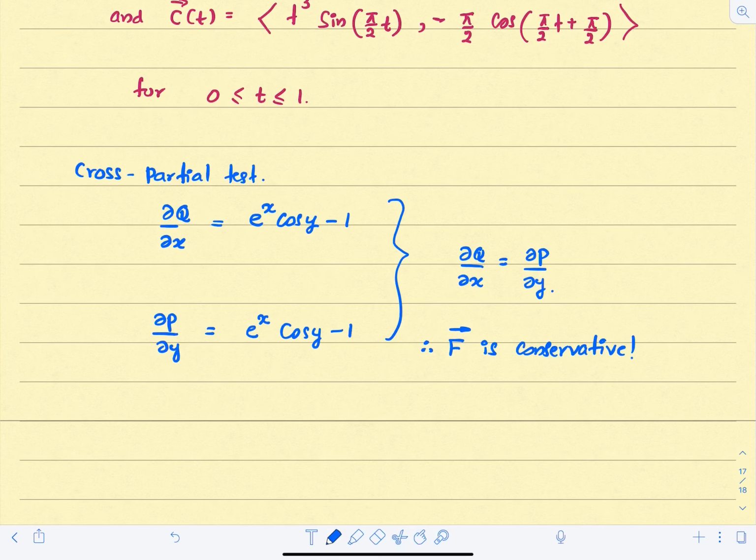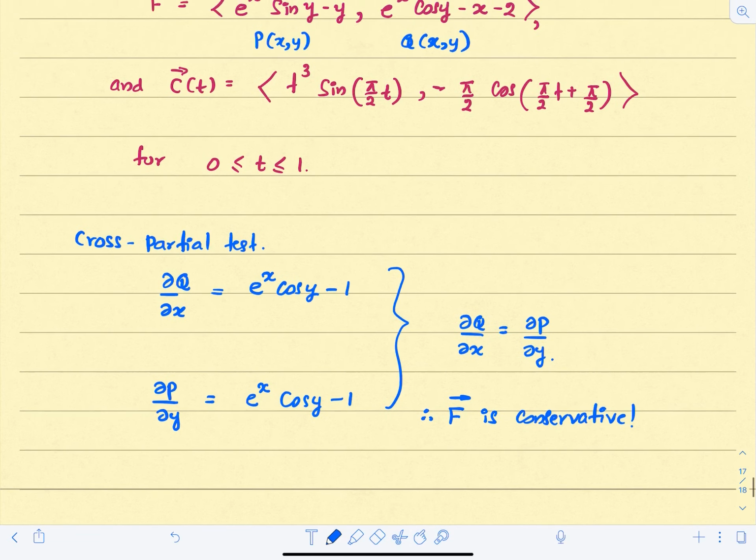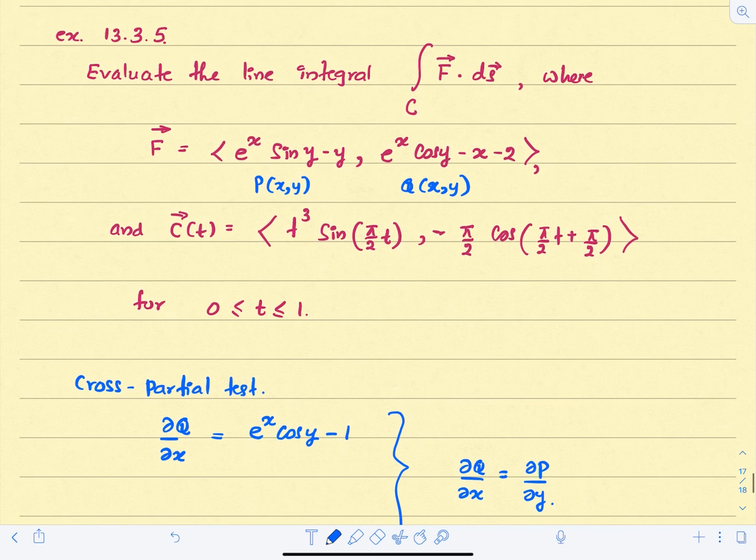Great. So now we could apply the fundamental theorem for line integrals. But in order to apply it, we want the corresponding scalar potential function. So basically we need this little f. Now, we know how to calculate this little f.